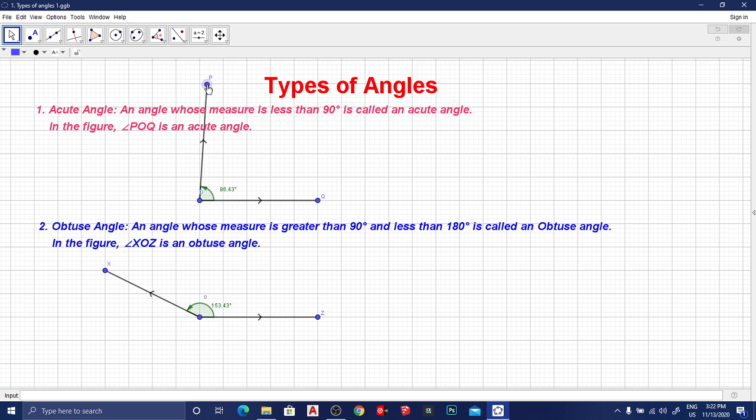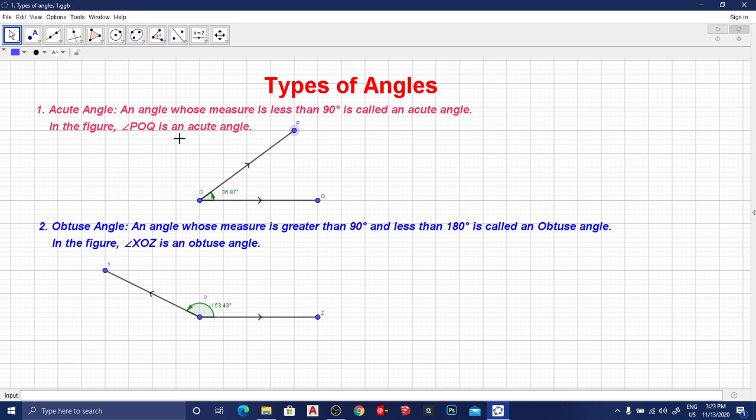But if the angle is in between these two, 0 and 90, anywhere in between these two angles, those angles are called acute angles. All these angles are acute angles, from 0.001 degrees to 89.99 degrees. All these angles are called acute angles. Okay, these are all acute angles.